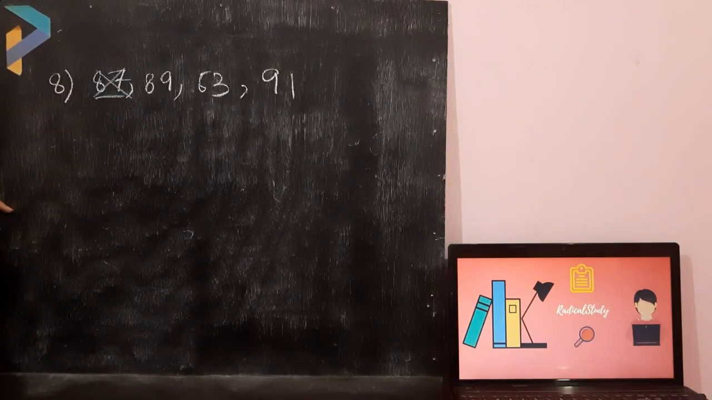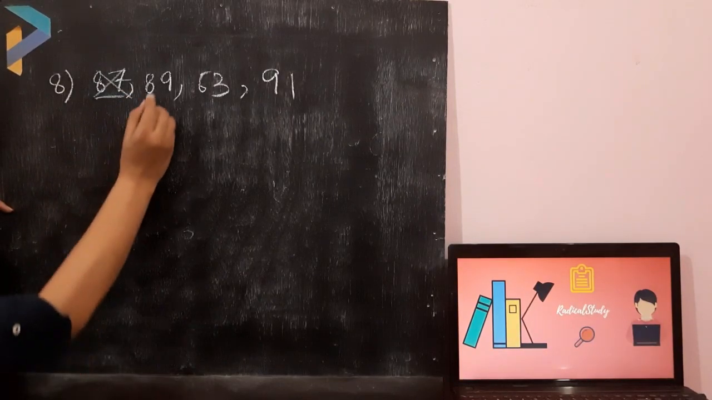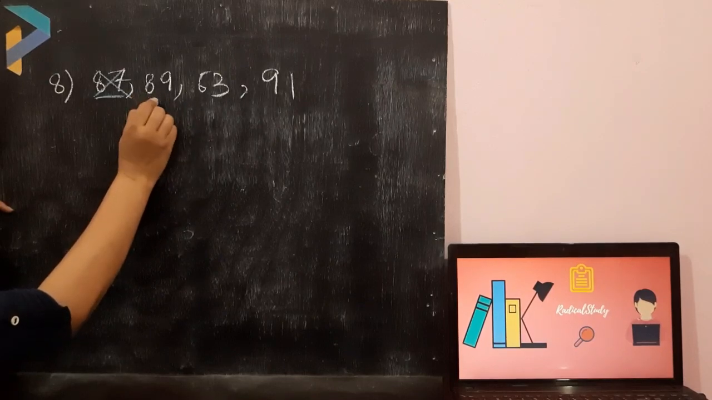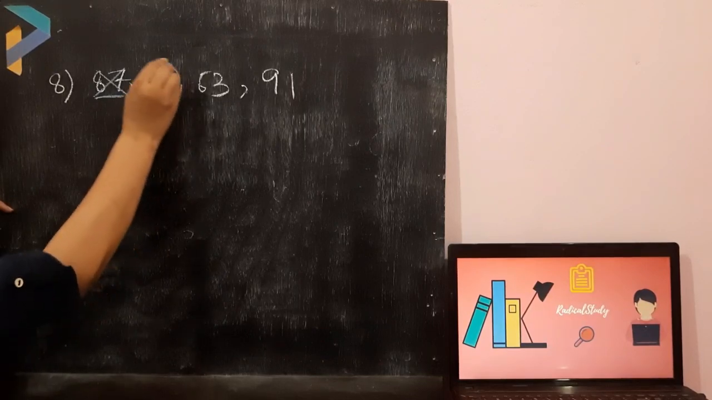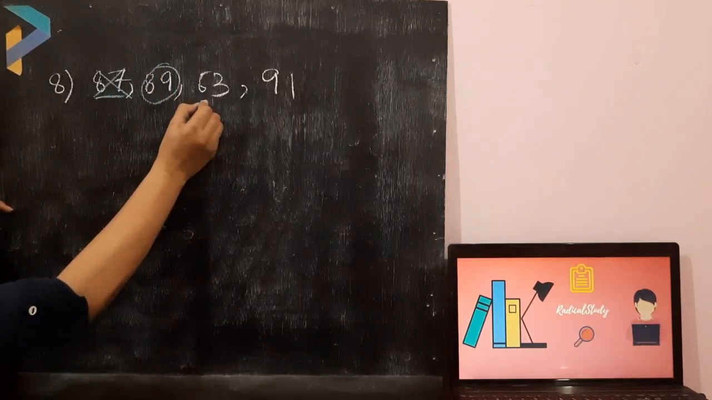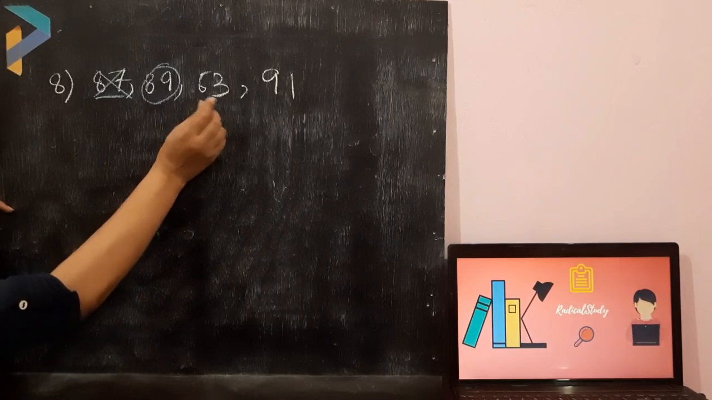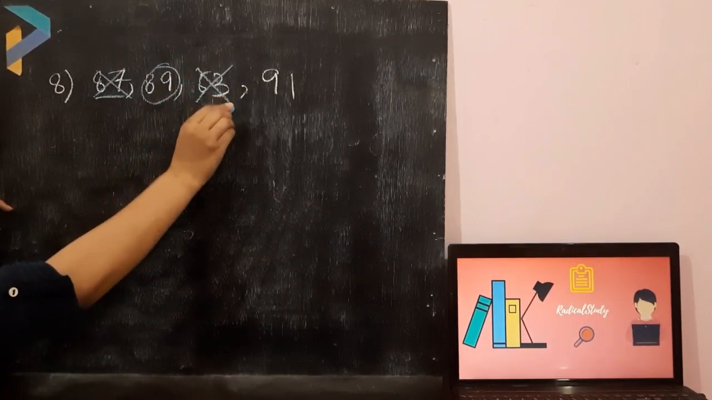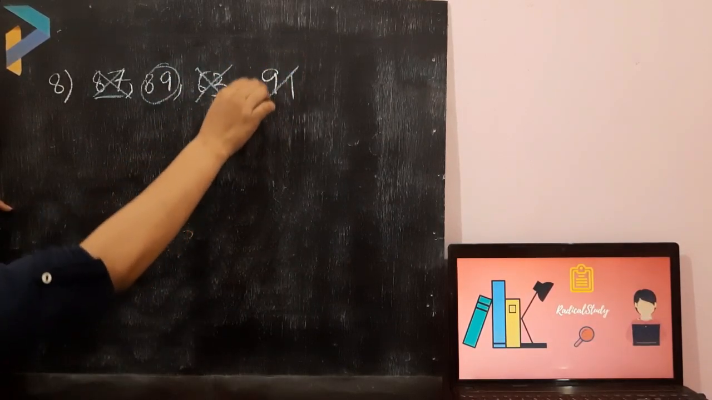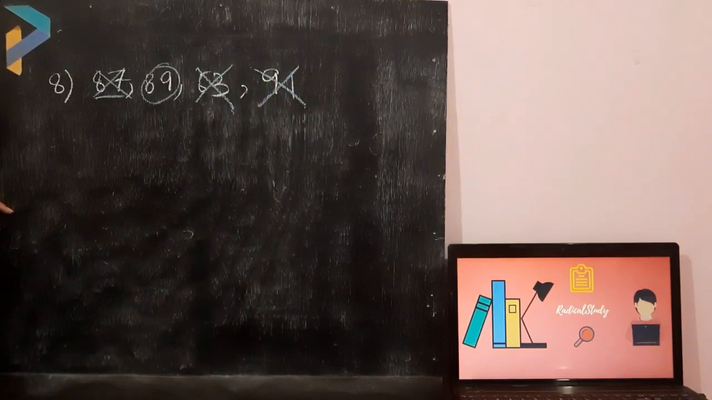Now the next number is 89. 89 is not divisible by any numbers. It has only one factor other than 1, which is itself, so it is a prime number. Now next, 63 is divisible by 3 also, 7 also, 9 also. It is a composite number. Now 91 is also a composite number. It comes in the table of 7 and 13.